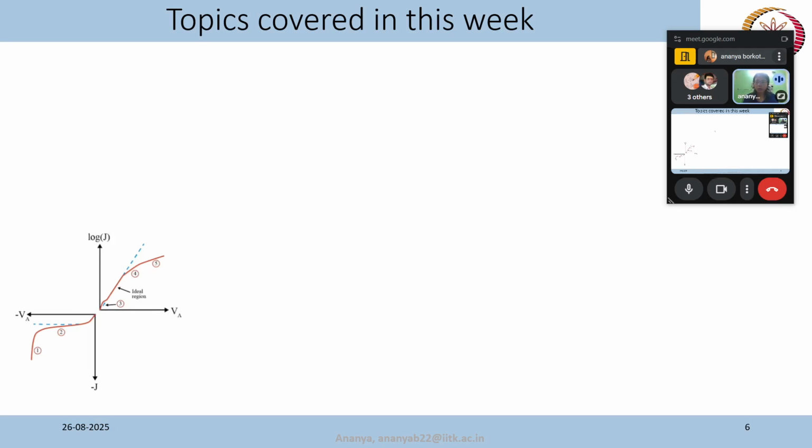Next, there were a few small topics. The first one was capacitance in PN junction. There are two types of capacitances in PN junction. If you are more interested, please go through the textbook, because it was briefly discussed, so I am also just giving you an overview. The first one is depletion capacitance or junction capacitance.